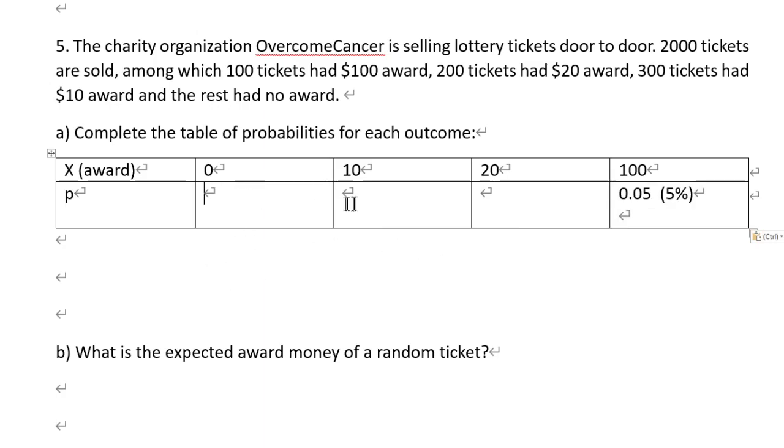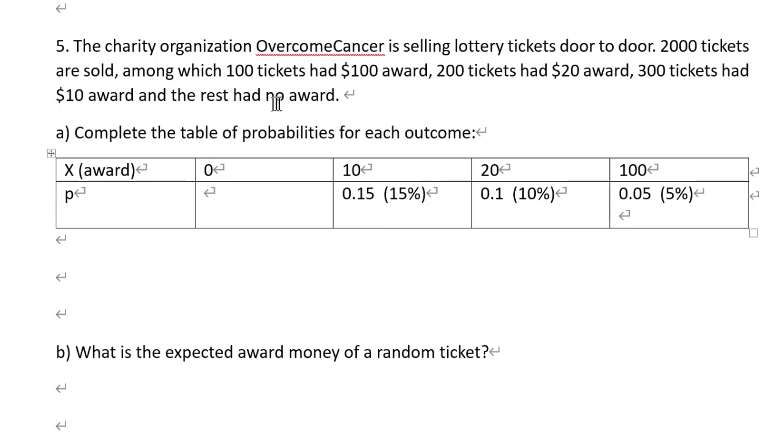Okay. And on the other hand, there's 200 tickets for a $20 award. So this is twice as much as this, so it'd be twice the percentage. So 10%. There's a 10% chance that you're going to get the $20. No, 300 tickets had a $10 award. So it's 3 times this one. So that's going to be 0.15, which is like 15%.